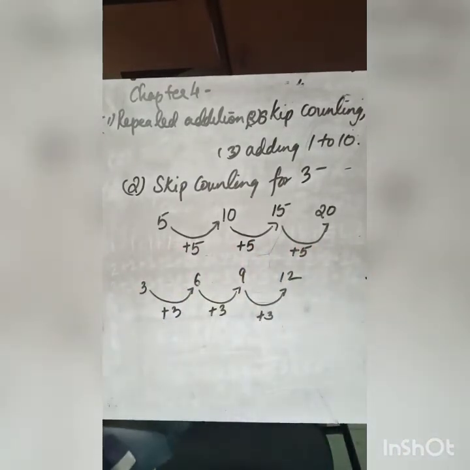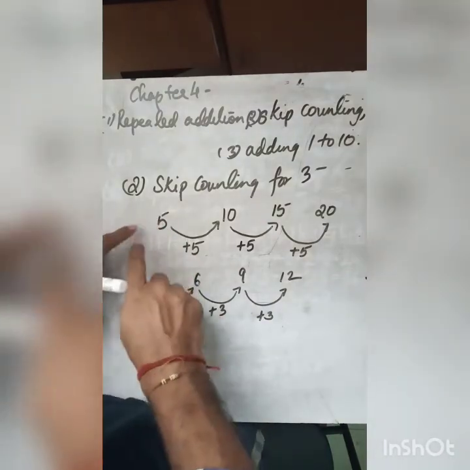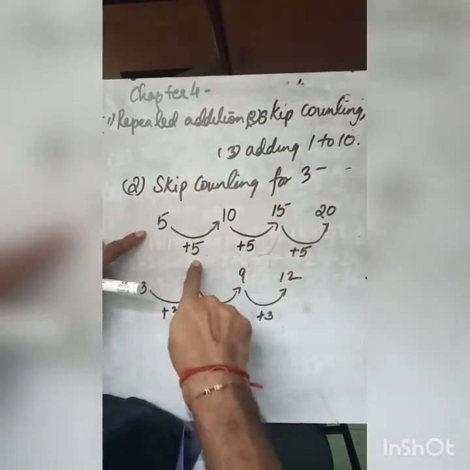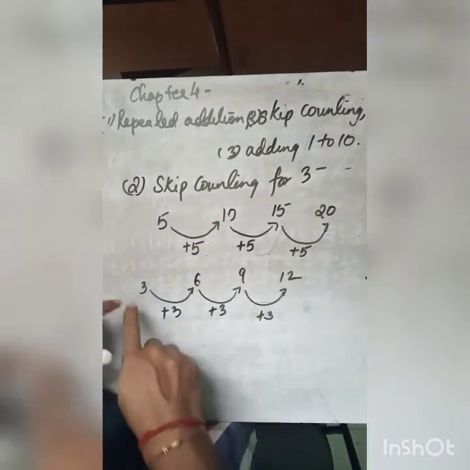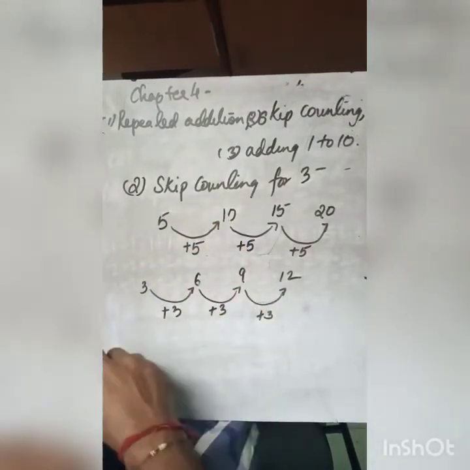so that we get a proper multiplication. If we are talking about 5, we'll start with 5. And every time we add a number 5, or we can skip the number 5 and then we can go for the next number. For 3, plus 3, and you can go for the next number.